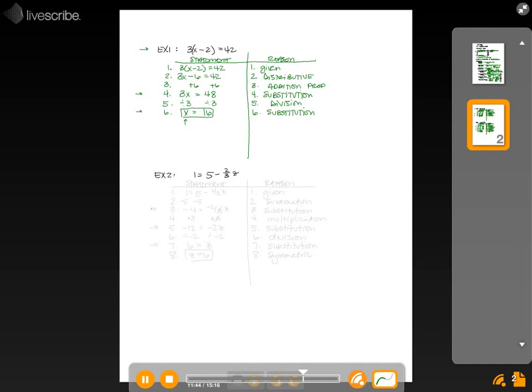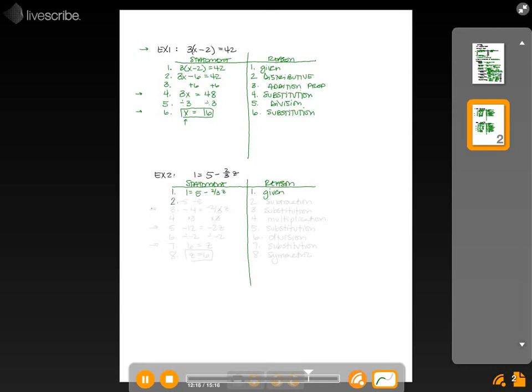Let's do another one. Here's example 2. Set ourselves up a 2-column proof here. Again, the first column is the statement column. Second column is the reason column. First statement is always rewriting the problem. 1 equals 5 minus 2/3 z. And the first reason is always given.